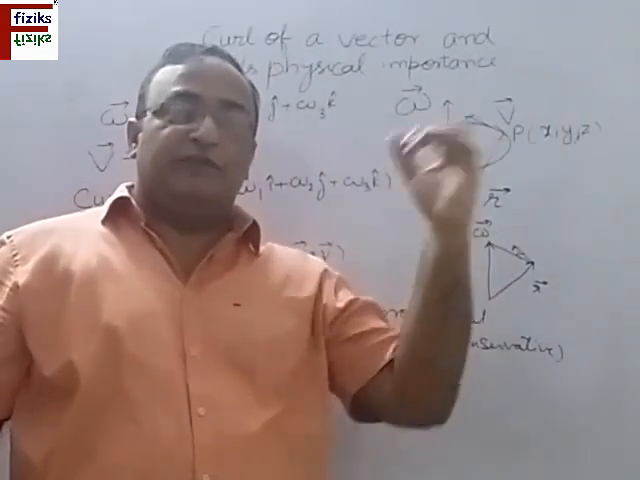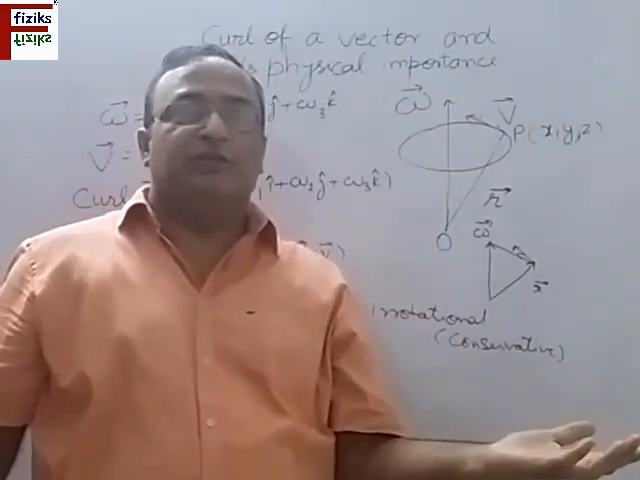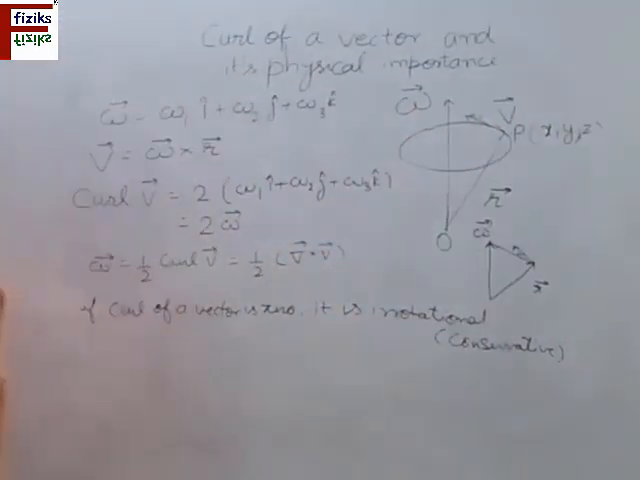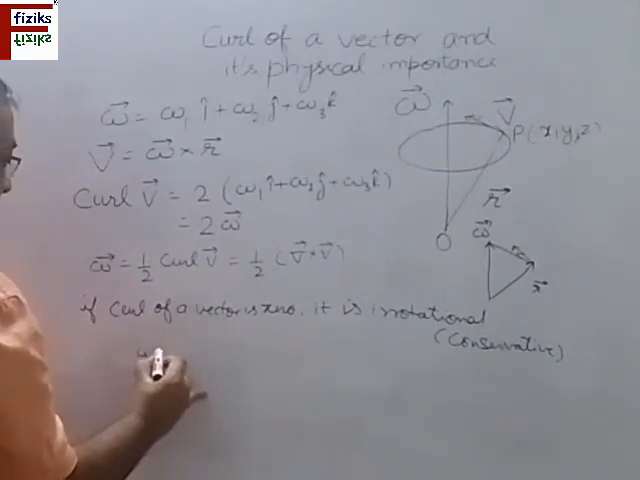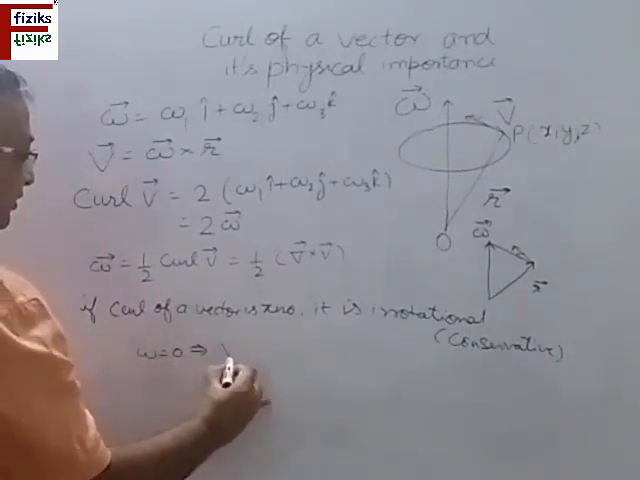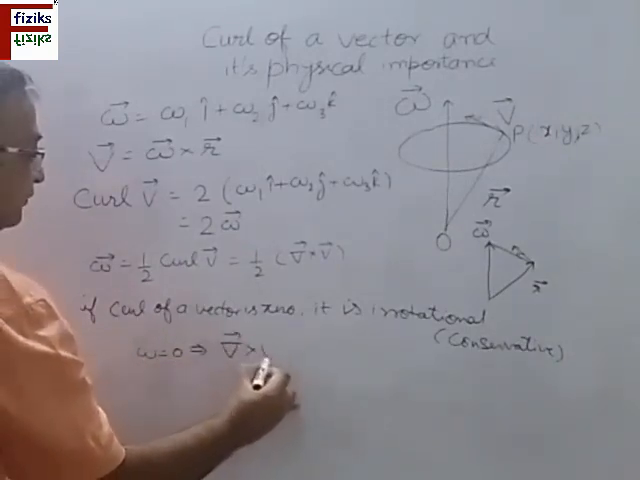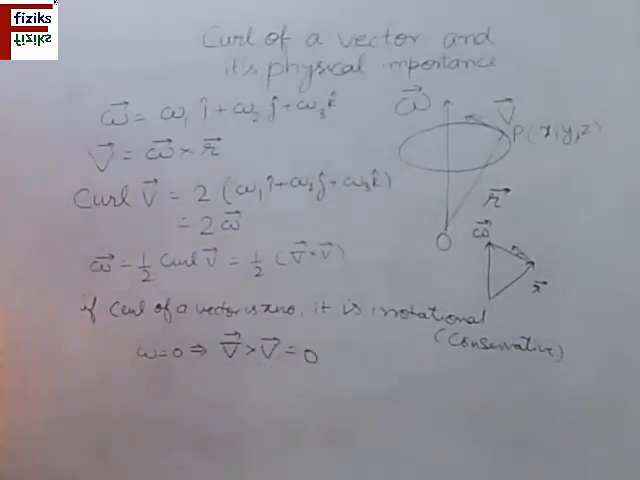That means curl of this total velocity vector V must be equal to 0. So this is the physical significance of the curl, and in that case if it is irrotational, then I can write omega is 0, that means grad cross V is 0. So this is the physical significance of curl. So note it down please.